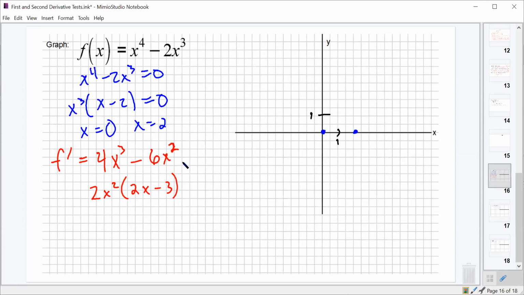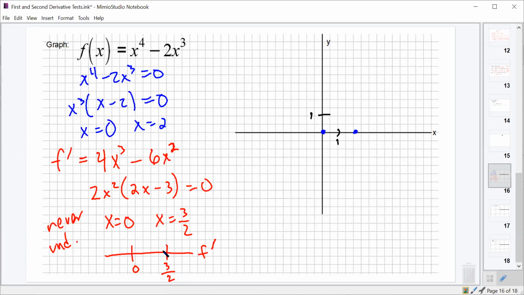If we factor that out, we know this is never undefined, right? So we'll say never undefined, but it equals 0 where? When x equals 0 and when x equals 3/2. True? All right, we'll make our sign chart. Sign chart for the derivative.